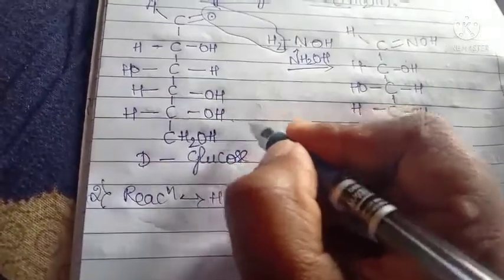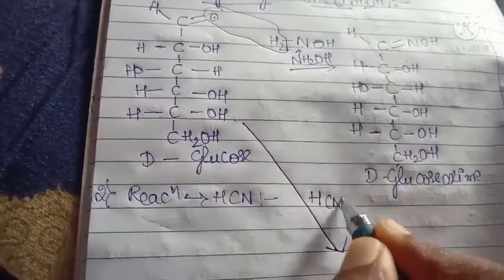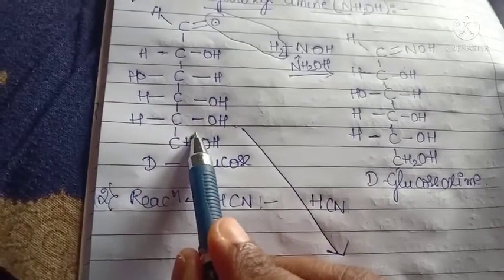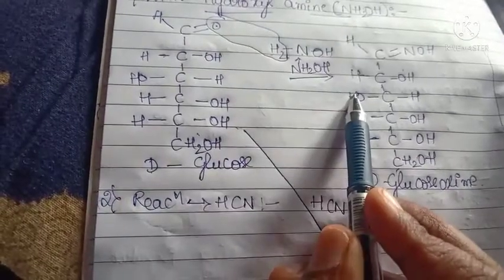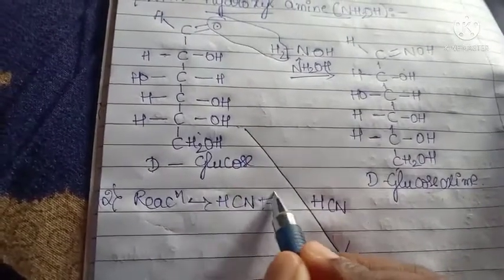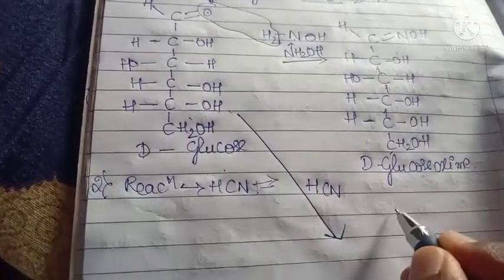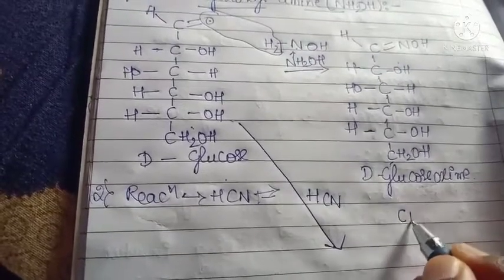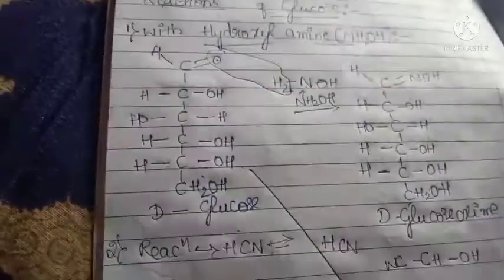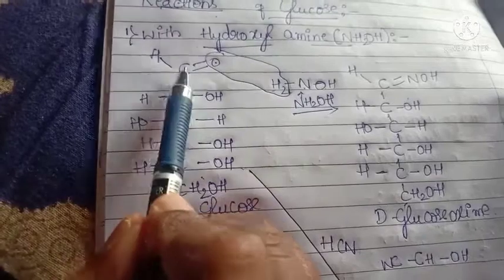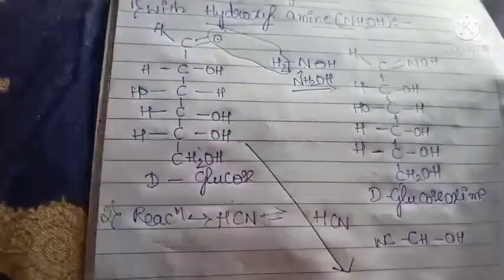HCN. You have to see here, the reaction with HCN. It was the reaction with hydroxylamine earlier; this is the reaction with HCN. Then the reaction gives CHOH CN. In this, H will bond with the carbon and the other H bonds with the oxygen, and CN is substituted.